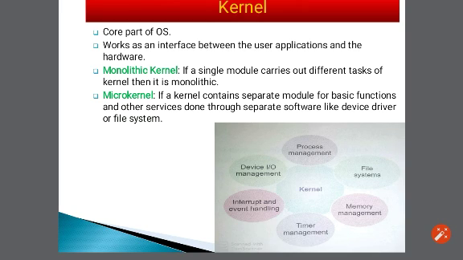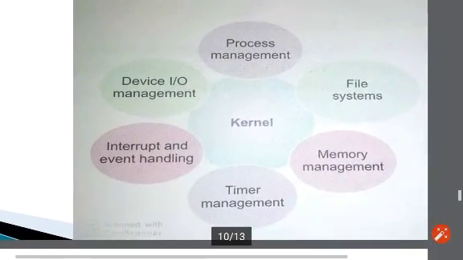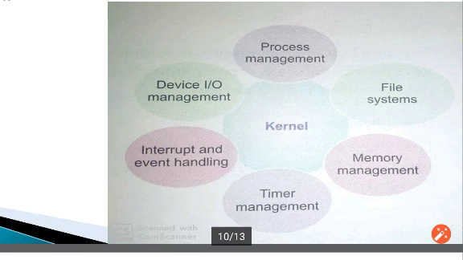Okay, now let us see what are the different types of job done by the kernel. Here in this figure over the screen, you can see kernel helps to process the management, helps to manage the file systems, then the memory management, timer management, interrupt and event handling, and then device I/O management. So whatever operating system is doing is basically done by kernel.